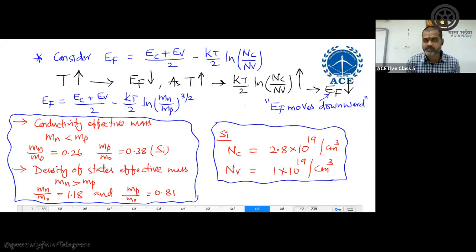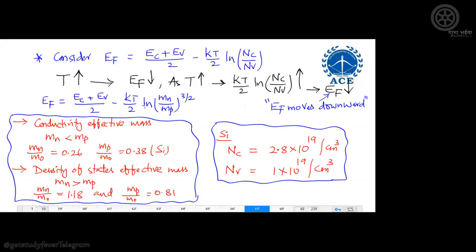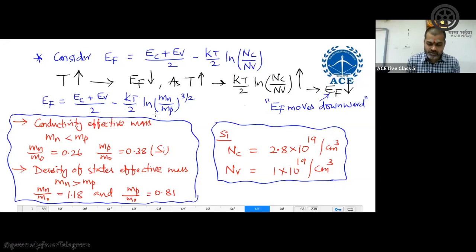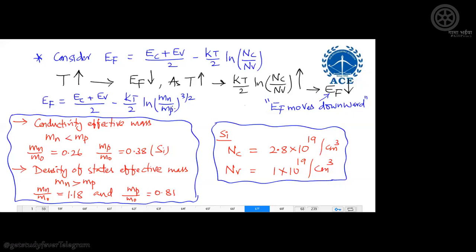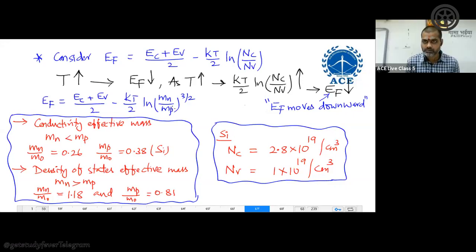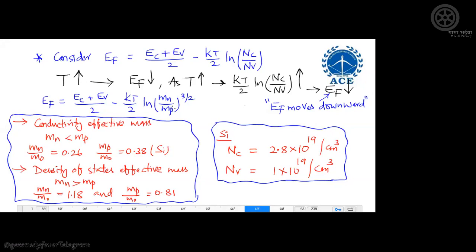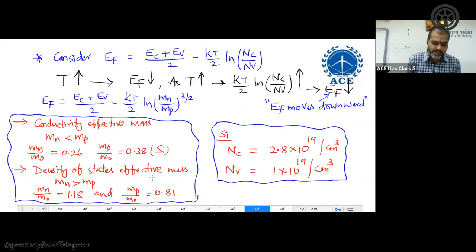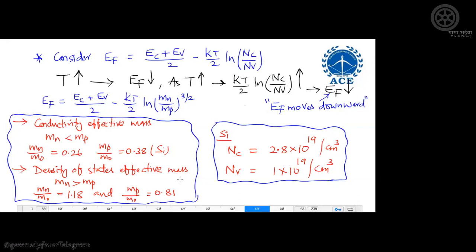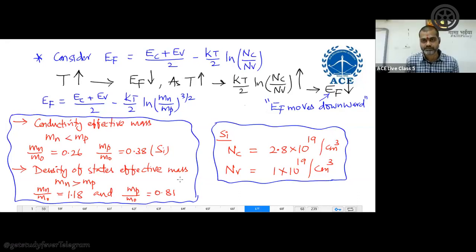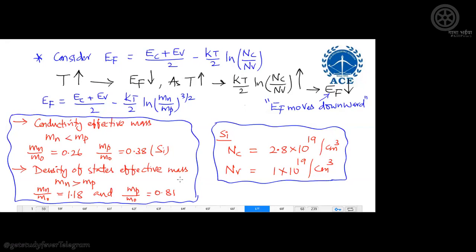Now you increase the temperature. According to that, what will be the EF? Will it move upward? But the actual scenario, with respect to density of states, is that Mn is greater than Mp. Then what will happen to EF if you increase the temperature? It will move downwards. That's what I have explained, no? So we need to consider the density of states effective mass, not the conductivity effective mass, because we are talking about density of states now. The second one we need to consider for discussing the Fermi energy level. Got it?